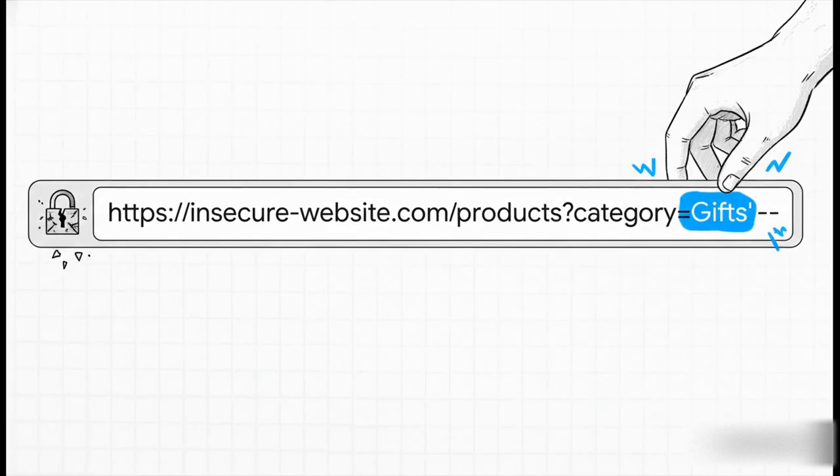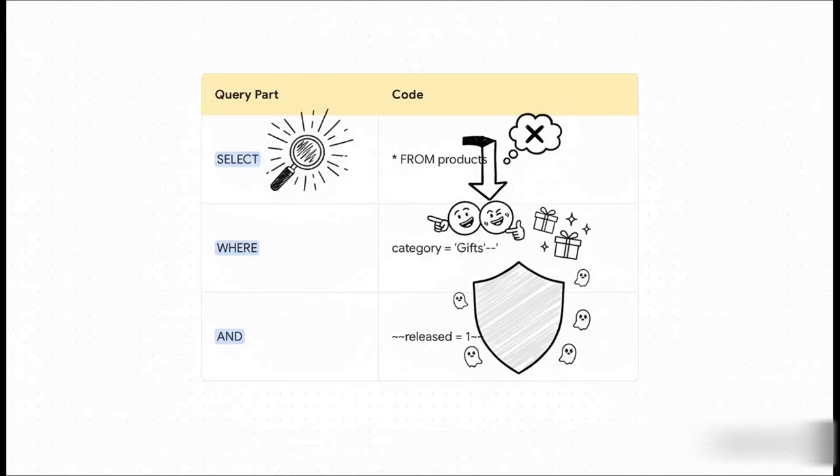And now, here comes the infiltration. The attacker takes that exact same URL, but they add just two little characters to the end of the word gifts, a single quote and two hyphens. That's it. That's the entire lockpick. So what do those two characters do?